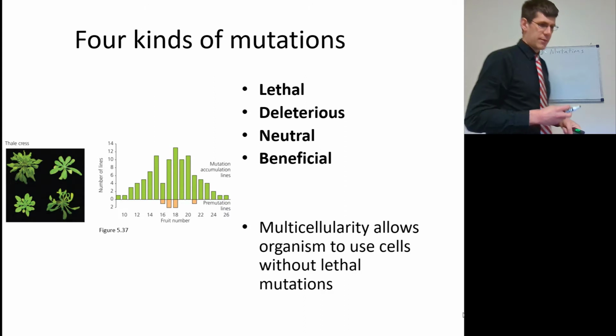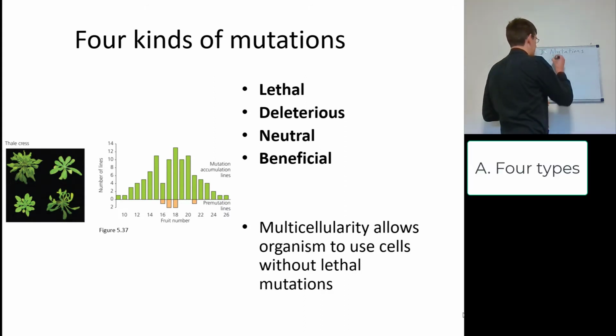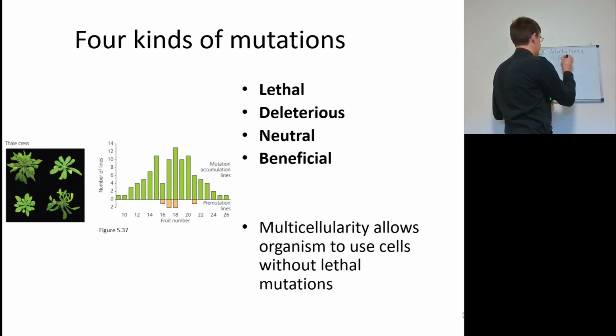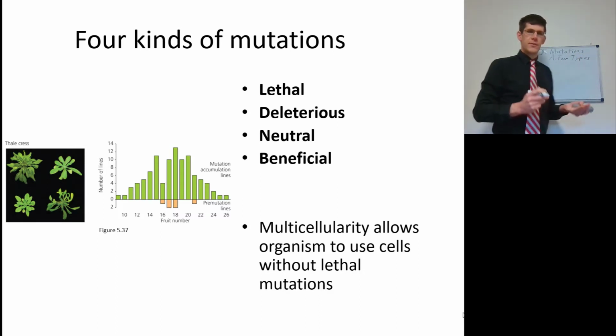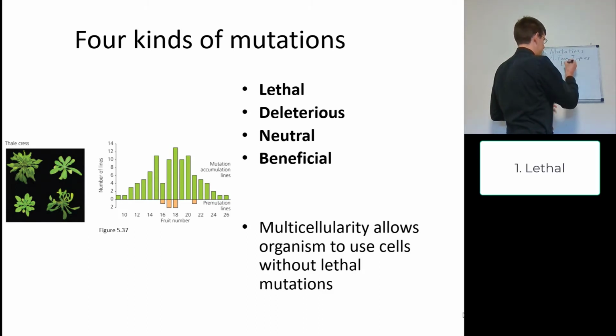But there is natural selection. And there are types of mutations in the presence of natural selection. 4 types. 4, not few. We lump these together in 4 different types of mutations. The first one should be pretty self-evident. It is lethal.